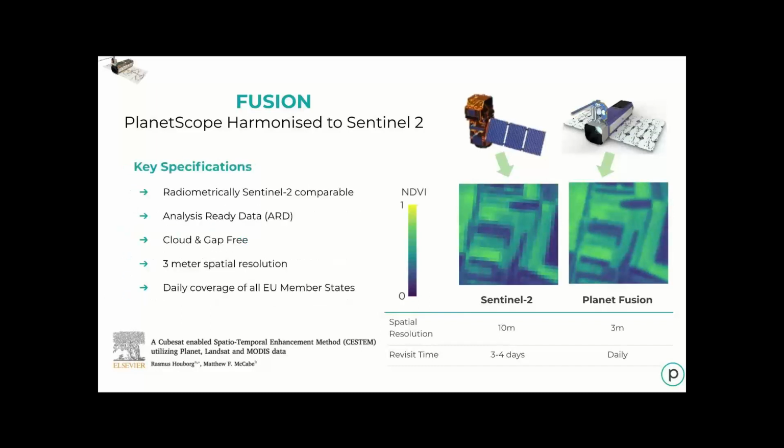So the key specifications of this data is radiometrically Sentinel-2 comparable. It is an analysis-ready data. There's no need for pre-processing and cleaning. It's cloud and gap-free. It has the higher 3-meter spatial resolution that you can also see documented here visually on the right-hand side. And then it's a daily coverage of all EU member states.